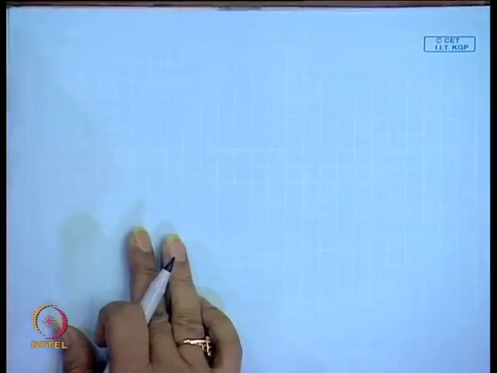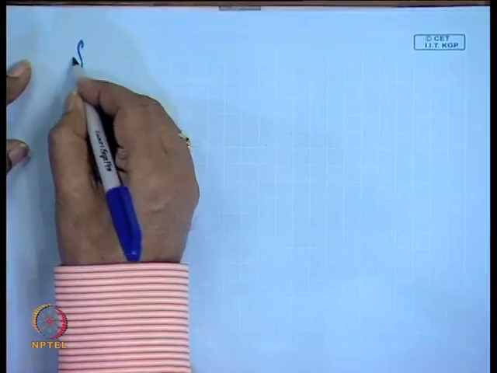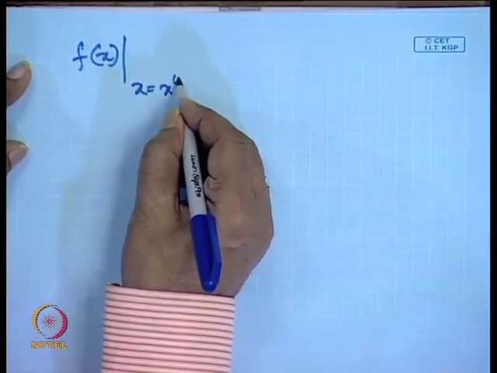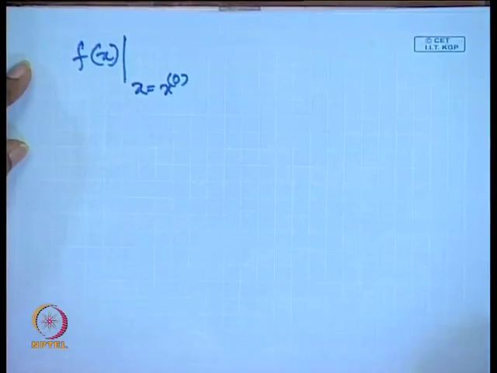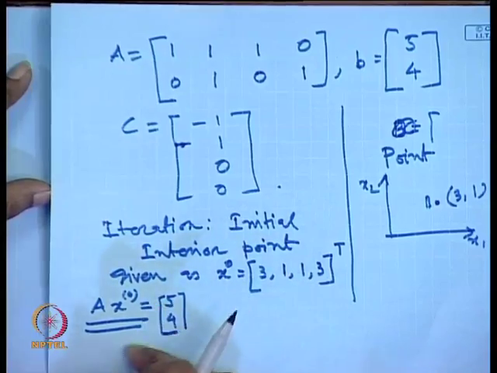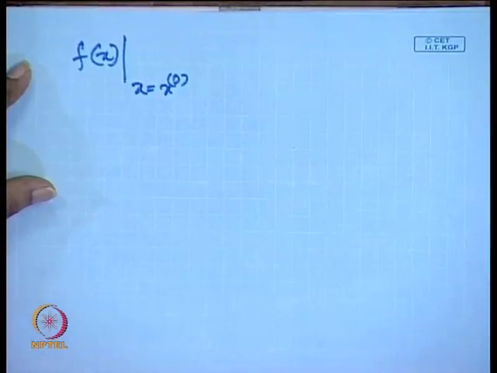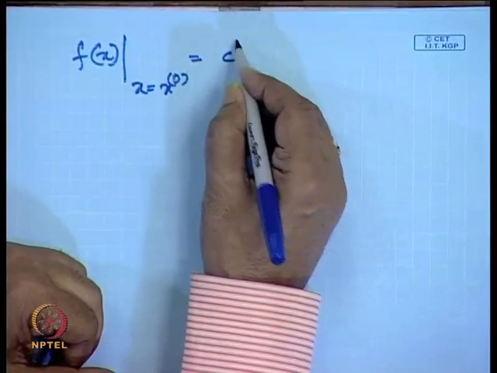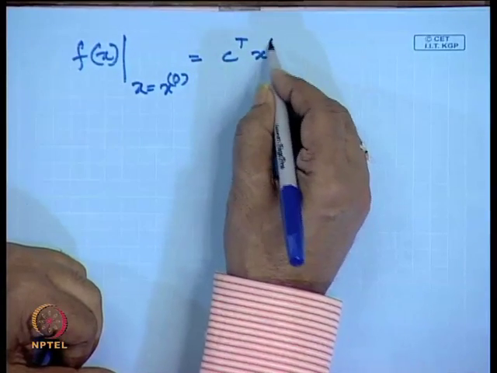Okay? Once you get that, you then see what the objective function value is at x equal to the interior point. This is our interior point, which we have verified. We selected it as just mentioned. So, this value equals c transpose into x superscript 0.